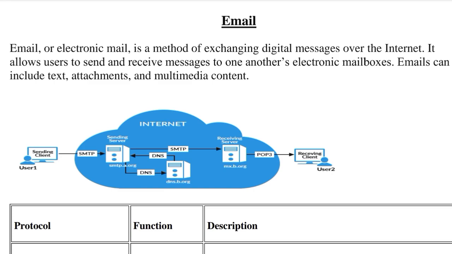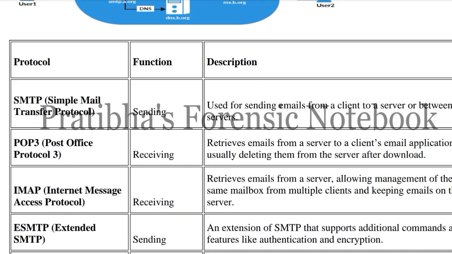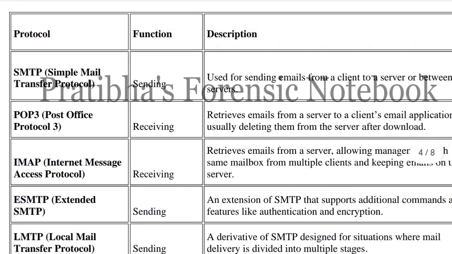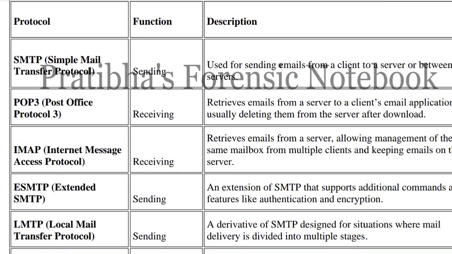Okay, so let's see some protocols used in emails. The first one is SMTP, simple mail transfer protocol. Its function is that it is used to send messages over mail. Then POP3, that is Post Office Protocol 3. This is used for receiving an email or receiving any message from an email.